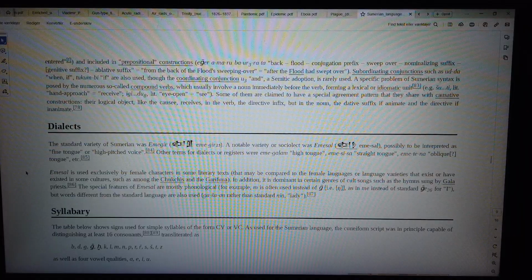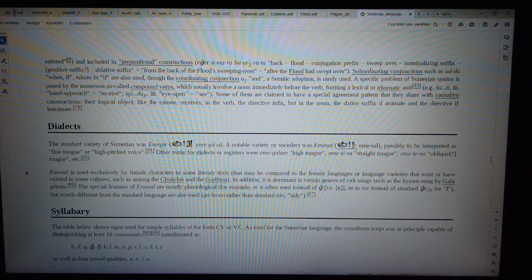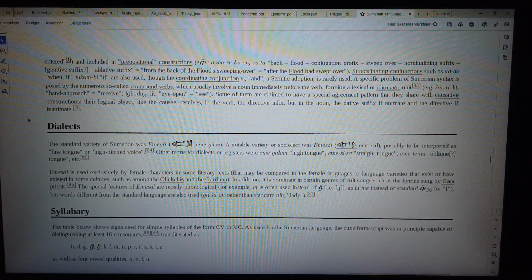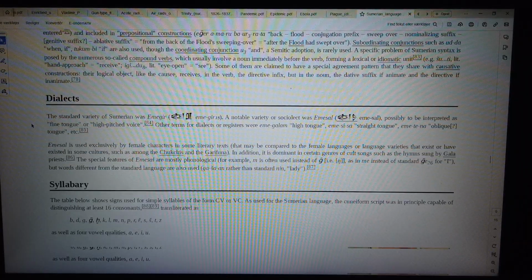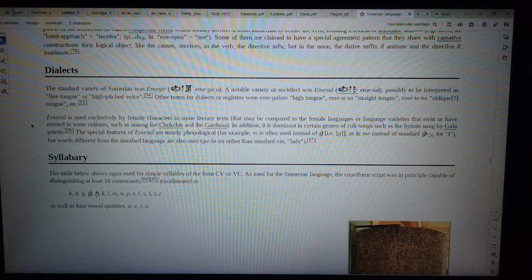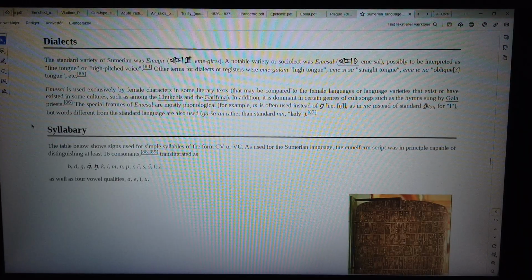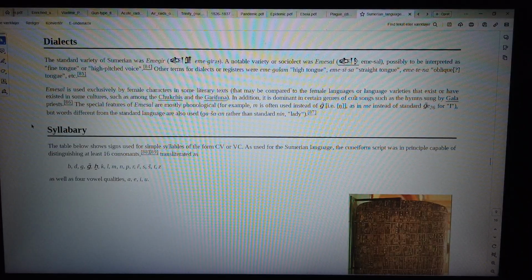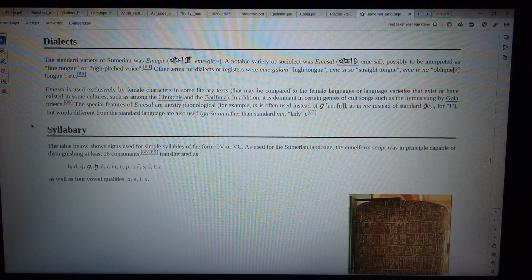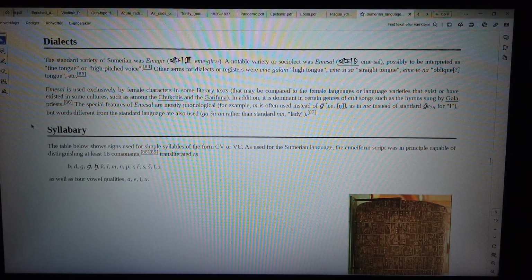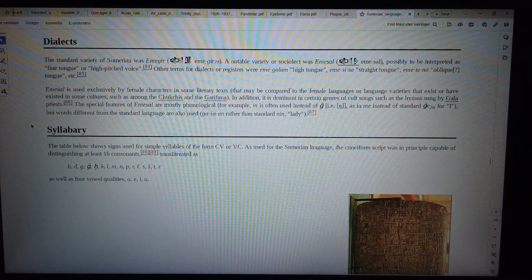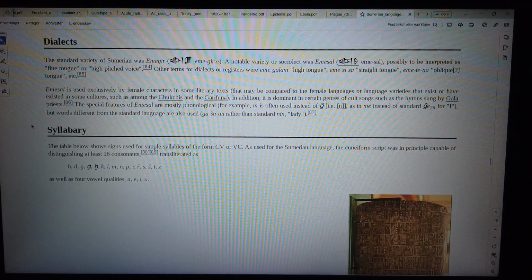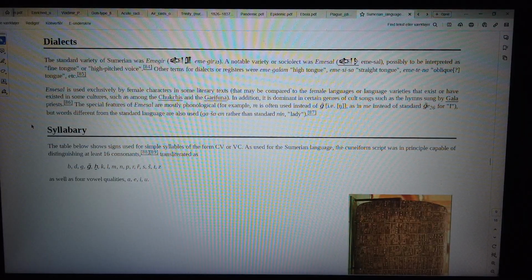A specific problem of Sumerian syntax is posed by the numerous so-called compound verbs, which usually involve a noun immediately before the verb, forming a lexical or idiomatic unit. For example, literally hand approach equals receive; literally I open equals see. Some of them are claimed to have a special agreement pattern that they share with causative constructions. Their logical object, like the causee, receives, in the verb, the directive infix, but in the noun, the dative suffix if animate and the directive if inanimate.